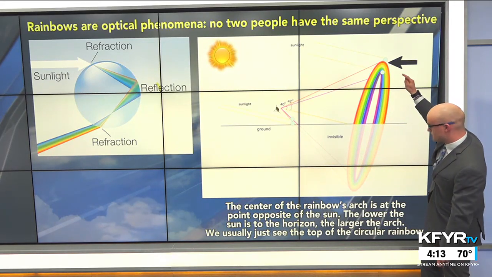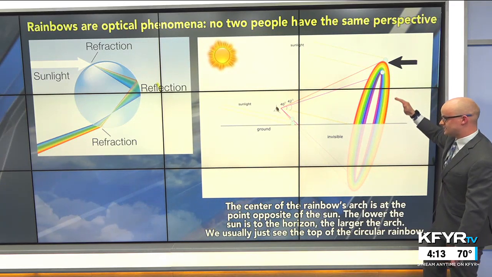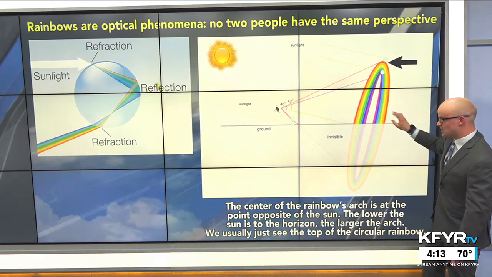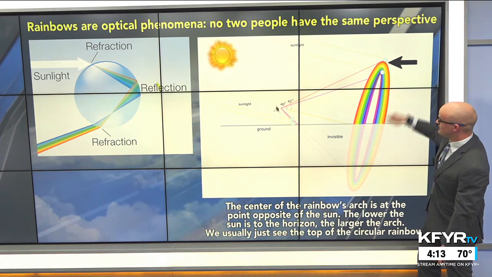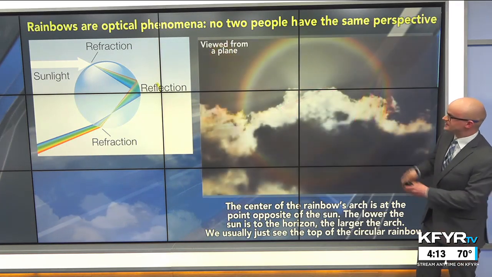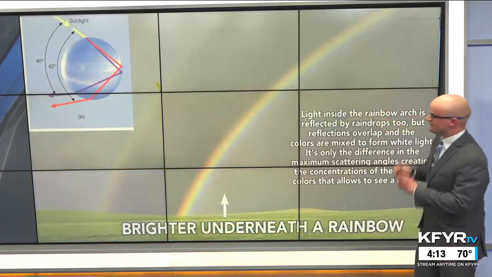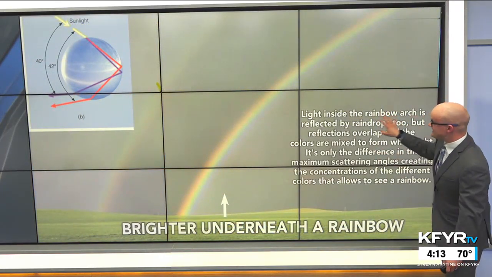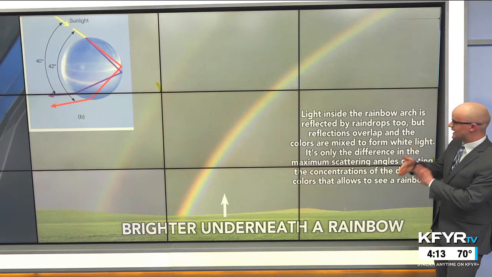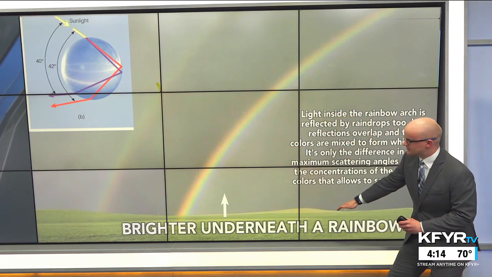So the center of the rainbow's arch is at the point opposite of the sun. The lower that the sun is to the horizon, the larger or wider that the rainbow arch will be. We usually just see the top of the rainbow because it's a full circle, but the ground blocks the bottom half of it. If you're up in an airplane, you can sometimes see that full ring or circular rainbow that is coming out from those raindrops. So the light inside the rainbow arch is reflected by raindrops too, but reflections overlap and the colors are mixed to form white light again. That's why it's brighter underneath our rainbows.